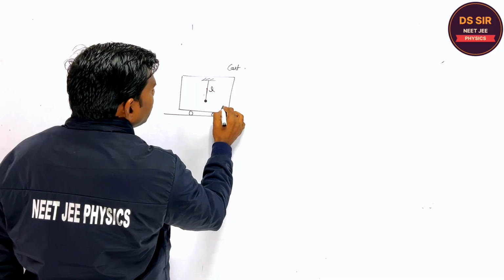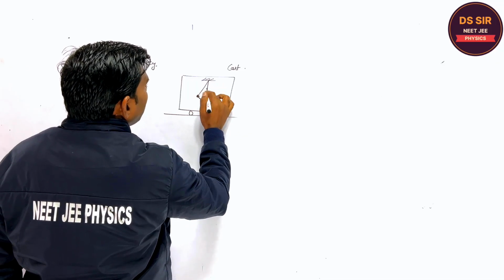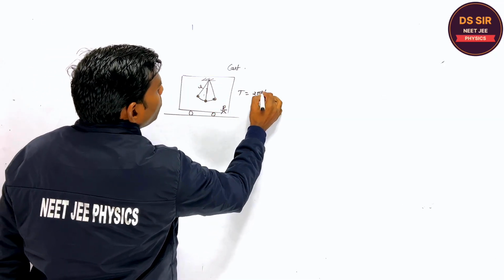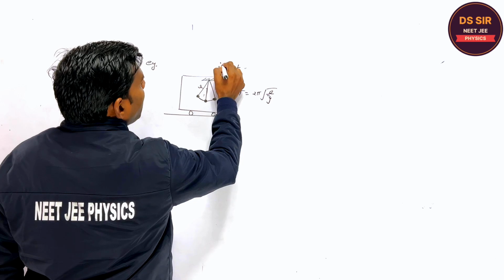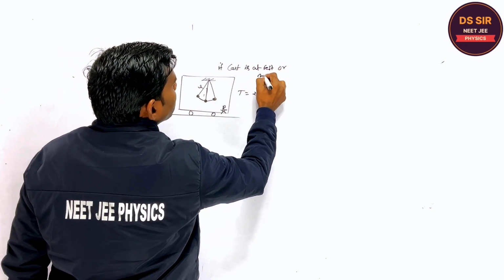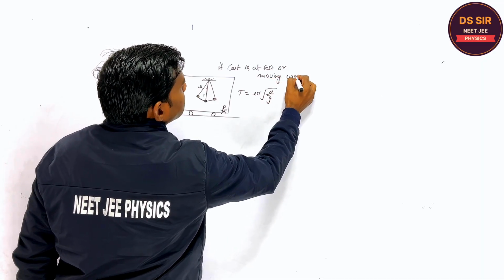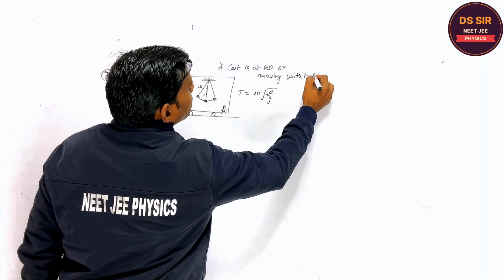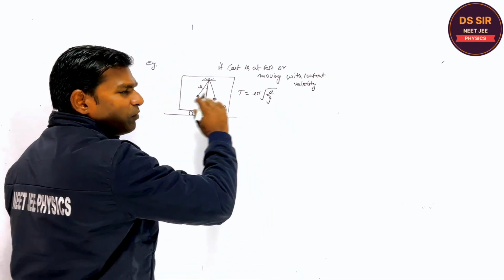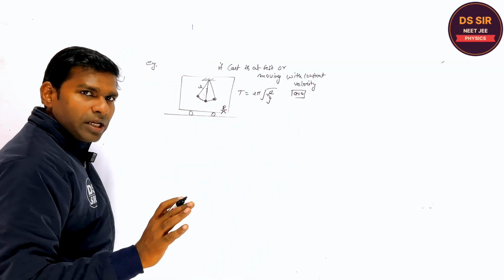The length is L and you are sitting over here. If you displace it a little bit, what will happen? You tell. It will start oscillation and the time period will be 2 pi root L upon g if the cart is at rest or moving with constant velocity. Is it clear or not, you tell? If moving with constant velocity, the acceleration is what? It's 0. Is it clear?